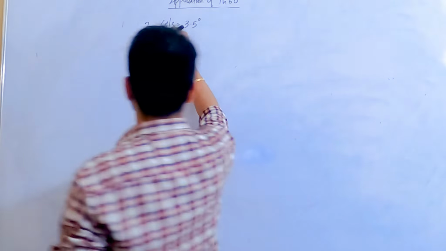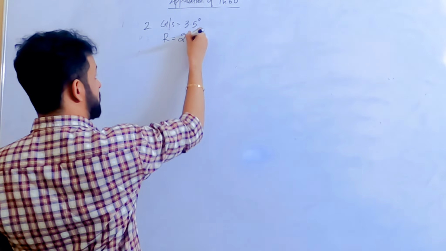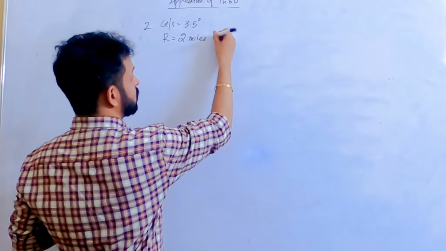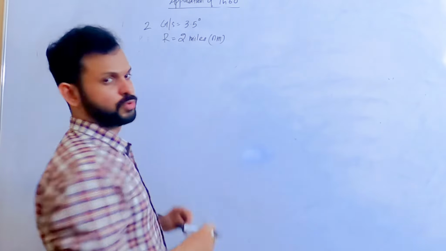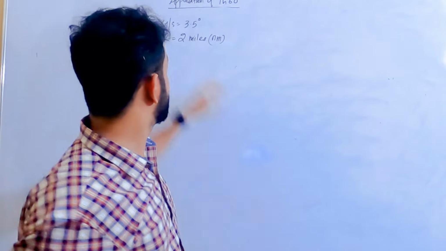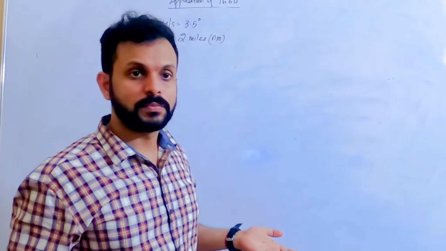So the range is given as 2 miles. Remember, for the exam, if it is given miles, it's always the nautical mile. There's no big confusion there. We have to find out the height on this 3.5 degree glide slope at 2 nautical mile range. It's quite easy, right?